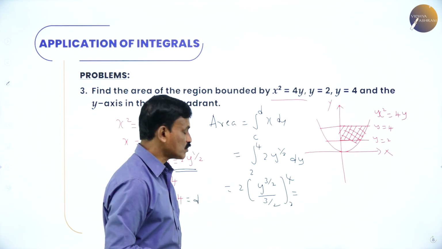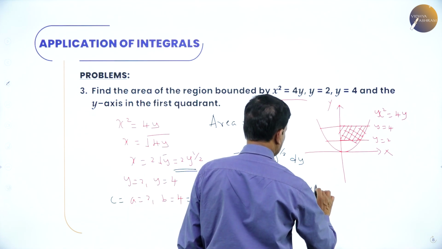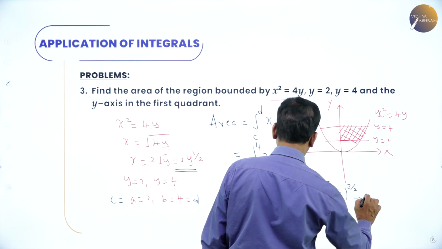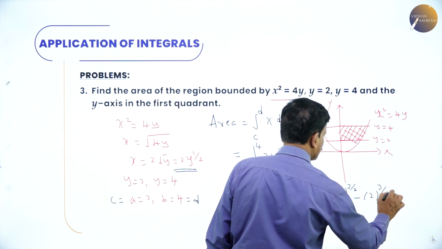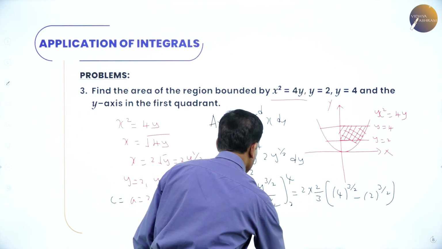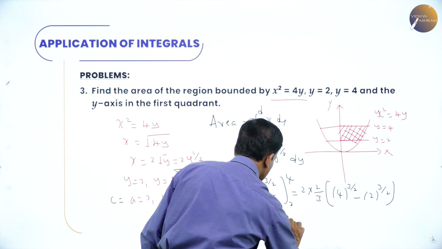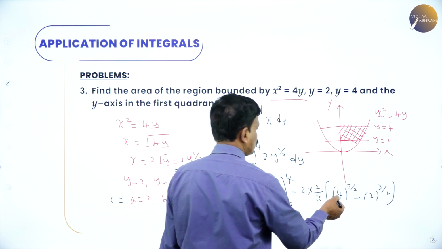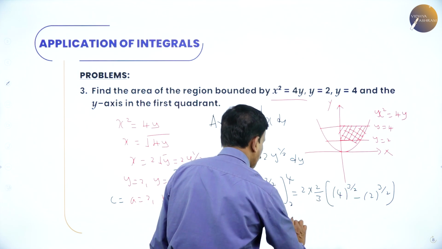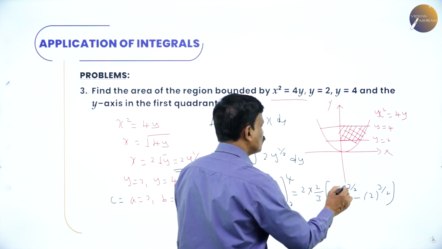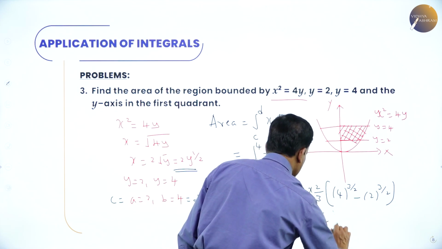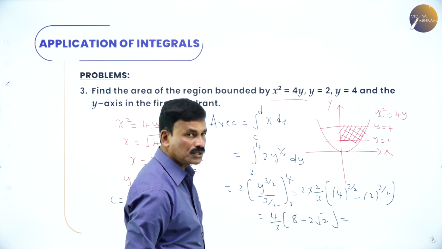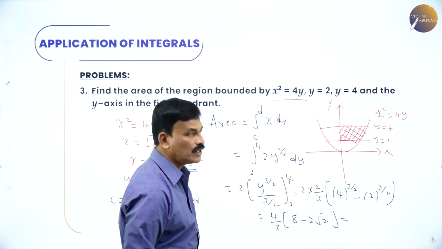Same as that of the previous problem. So this is 2 into 2 by 3. Apply the upper limit: 4 to the power of 3 by 2 minus 2 to the power of 3 by 2. Simplify this. 4 to the power of 3 by 2 is nothing but 2 cube, which is 8, minus 2 root 2. So 4 by 3 into 8 minus 2 root 2. If you simplify, you will get the answer.